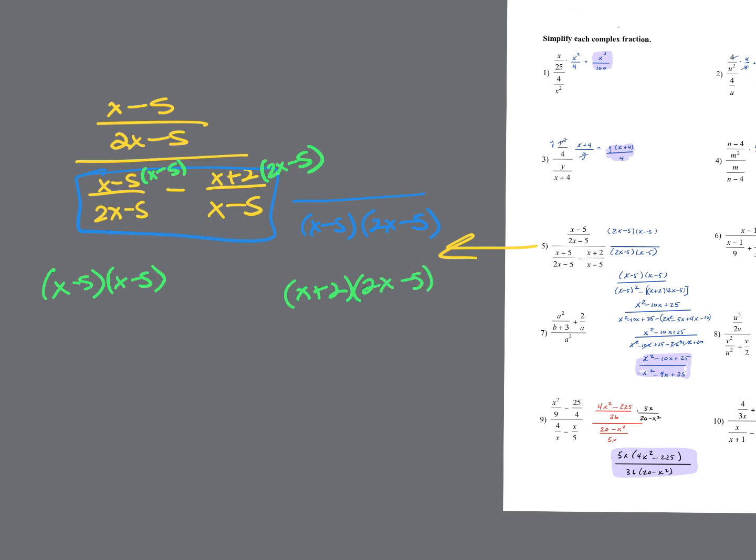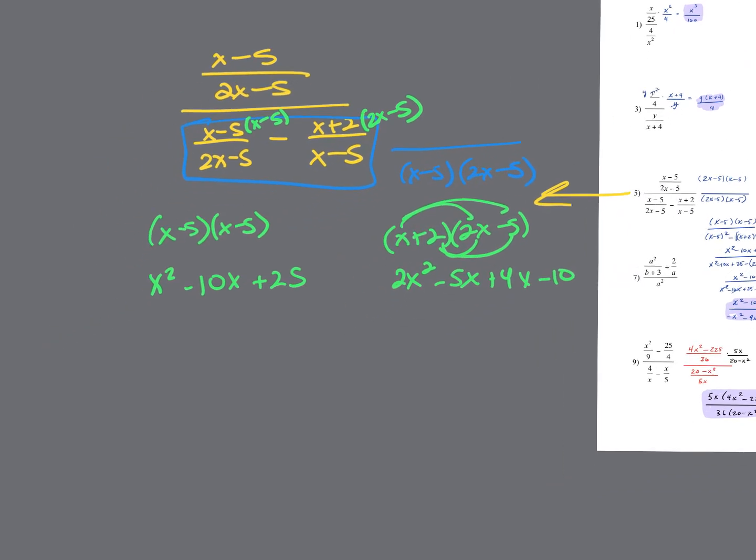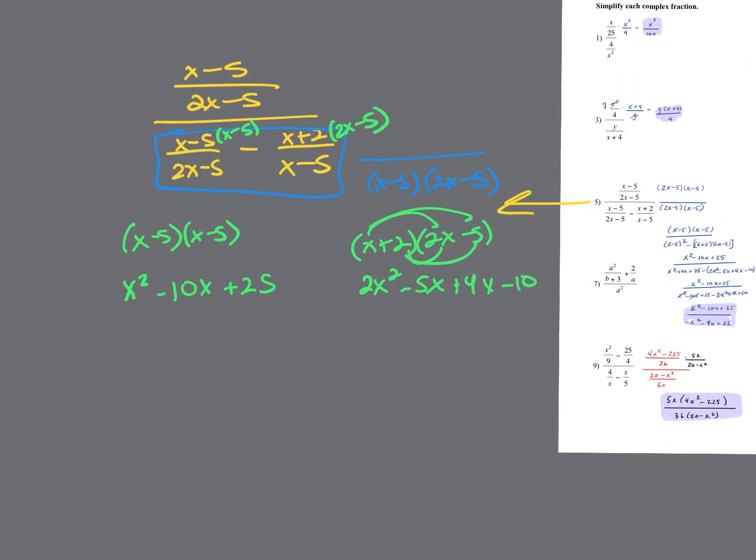The first one is like the perfect square, so I can use the shortcut, which is square the first one, double the product, so negative 10x, and then square the last one. If you don't remember it, just FOIL it out. The second one would be x times 2x, so 2x squared, x times negative 5, negative 5x, positive 4x, and negative 10. So that's the numerator of my denominator, okay?